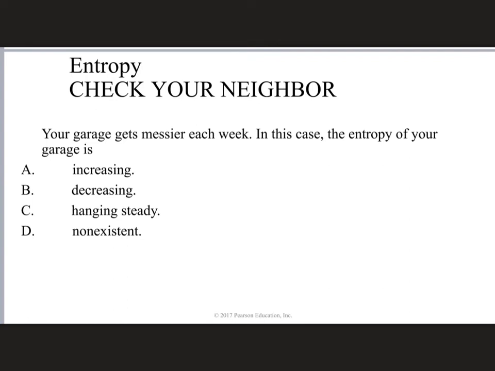So here's another example to check our understanding of this concept. The question says, your garage gets messier each week. In this case, the entropy of your garage is increasing, decreasing, holding steady, or non-existent. And the answer is increasing because your garage is just over time getting more and more messy. Now, you can, as an outside agent, go in and clean up your garage and make it more ordered. But you have to do work as an external agent to do that. So that's not a spontaneous change.